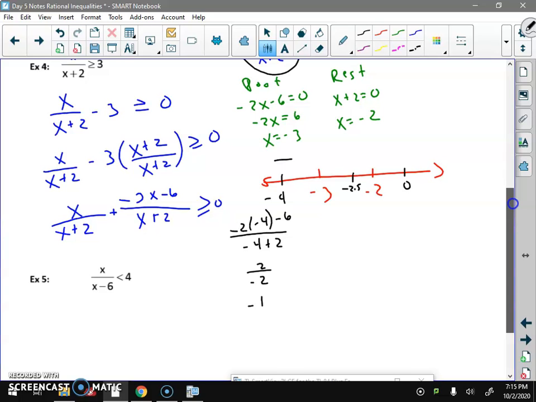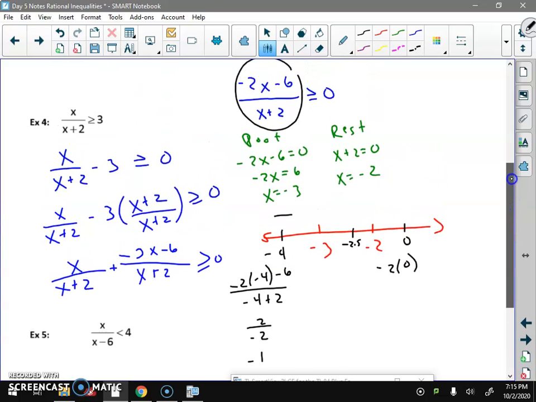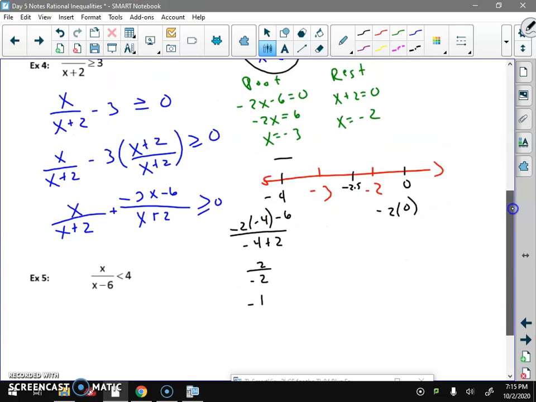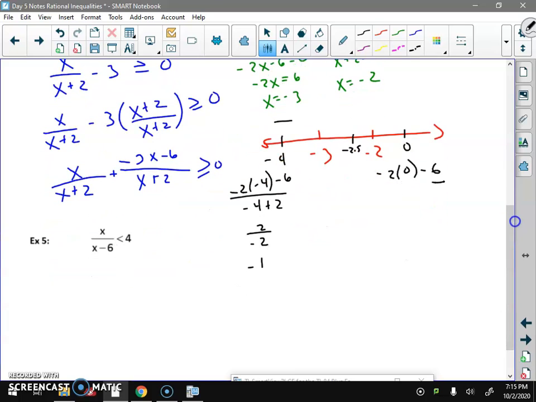I'm guessing the middle is going to be positive. I'm going to test over to the right with 0. Negative 2 times 0, minus 6, sorry. All over 0 plus 2. Negative 6 over 2 is a negative. And that means this one's a positive. It sure is.